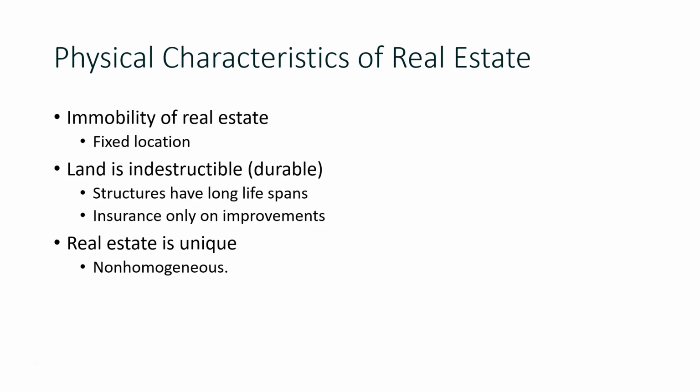Immobility of real estate, fixed location. You cannot move a lump of land. If you move it to somewhere else, what you've left behind is a lump of land, which is the same piece of land just with a bit of soil missing. So that's why we call it immobile, fixed location.